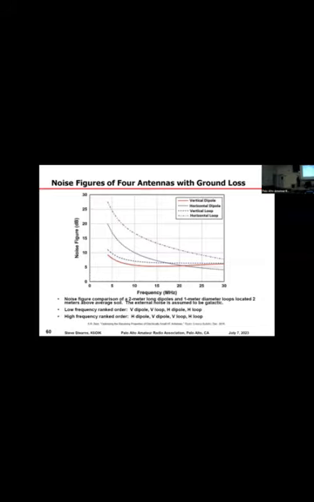So at the upper HF band, the order is different. At high frequencies, like 10 meters, we'd have that the horizontal dipole is the best. The vertical dipole is second best. The vertical loop is third best, and the horizontal loop is the worst. So the only thing you can say is the horizontal loop is always the worst.